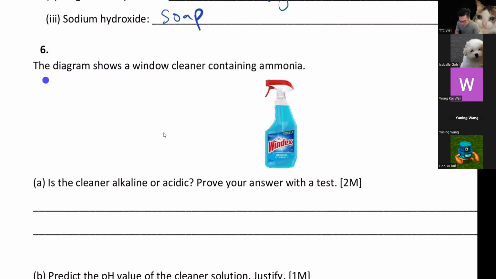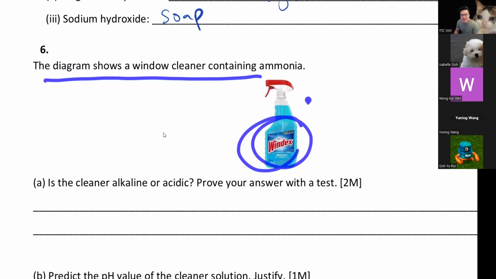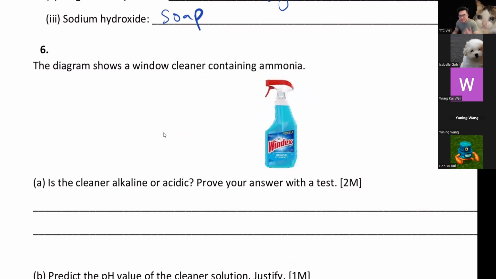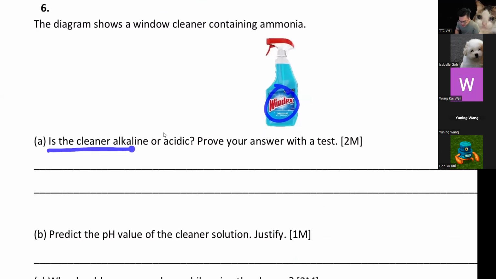So number 6, the diagram shows a window cleaner containing ammonia. You know what is this? You know your Mr. Muscle thing, the one you use to spray your window. That is ammonia. Is the cleaner acidic or alkaline? Okay, ammonia is an alkaline.